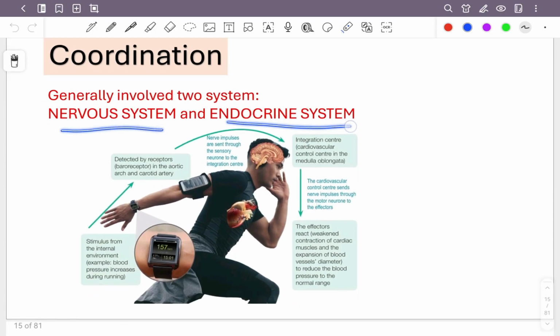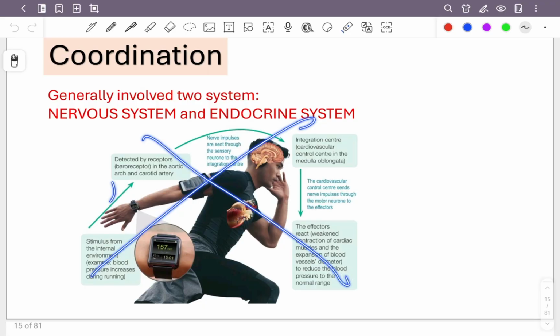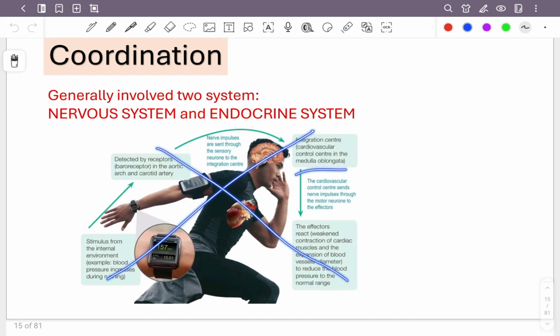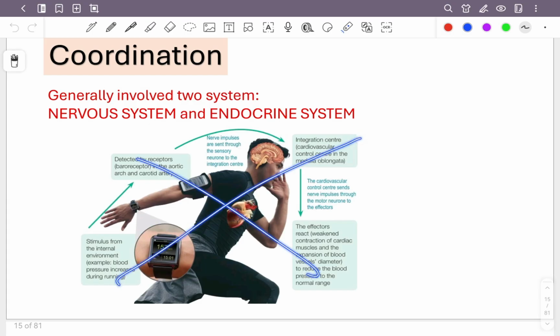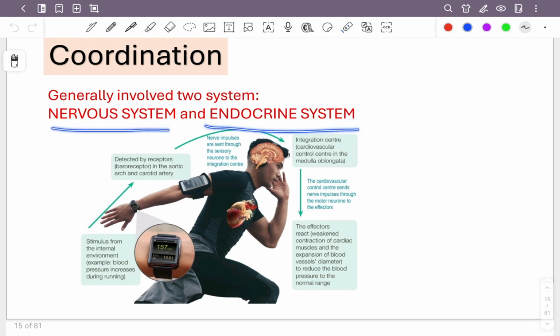As I mentioned, that you will be learning the nervous system and endocrine system in this chapter. But I'm not going to explain this example because it involves a lot of words, terms that you don't understand. For example, medulla oblongata is a part of your brain and the type of receptor, so on. So I'm not going to go through with this example, but you need to understand it generally involves nervous system and endocrine system.